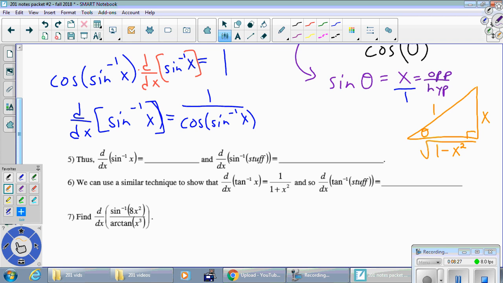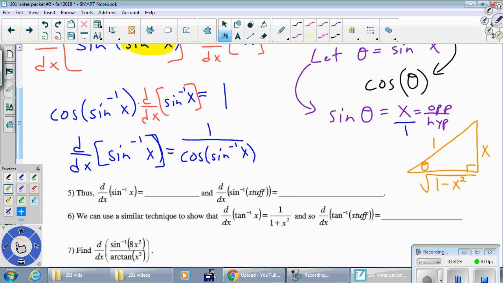So what good is all of that? What does that have to do with our original answer? So take a look again. 1 over cosine of inverse sine of x.